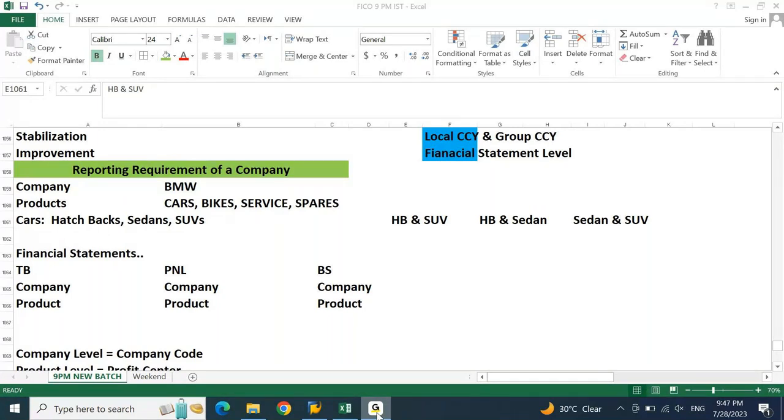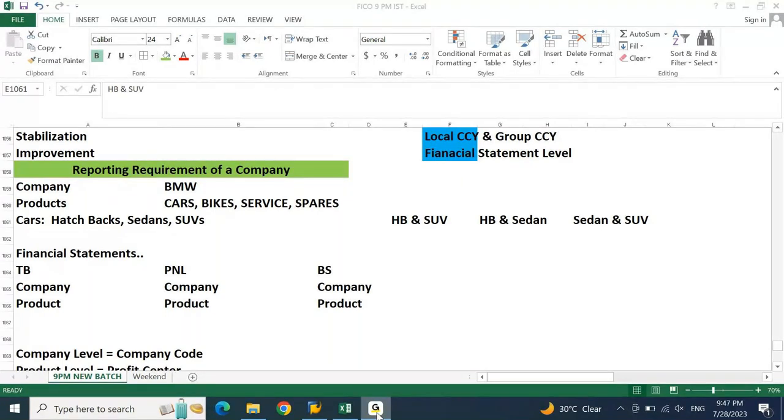So these points are clearly mentioned to us by the client. At this level, we want to generate the report. Accordingly, you will decide what is profit center, what is your segment. Because multiple permutations and combinations will be validated, and you will also see at the transaction level, from the reporting level, whether these combinations are valid.